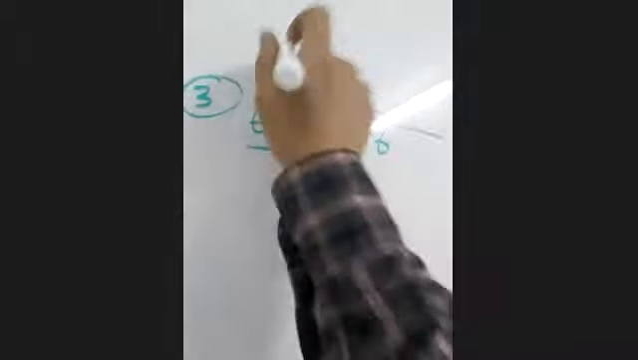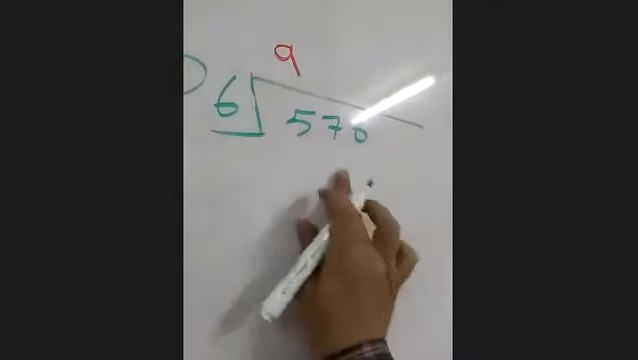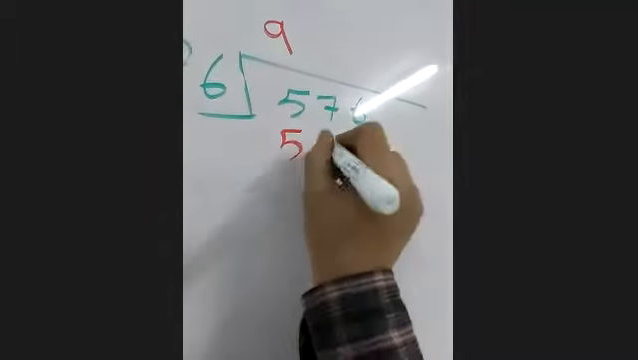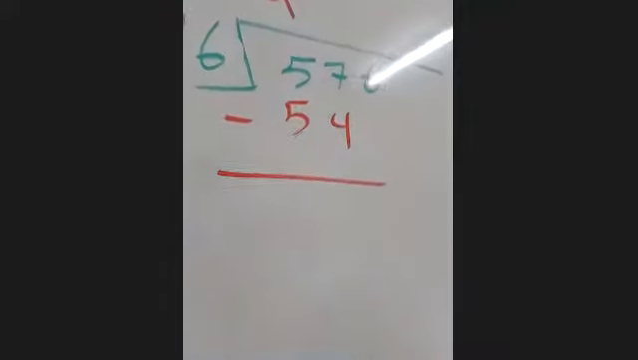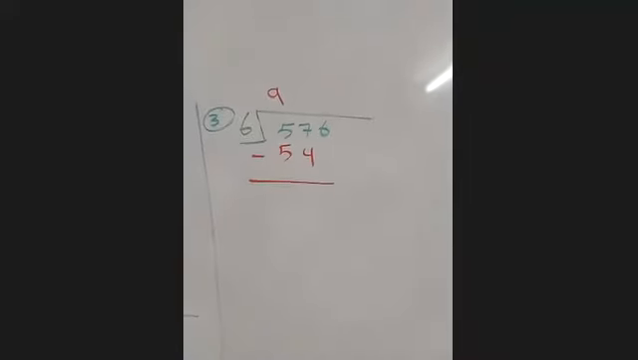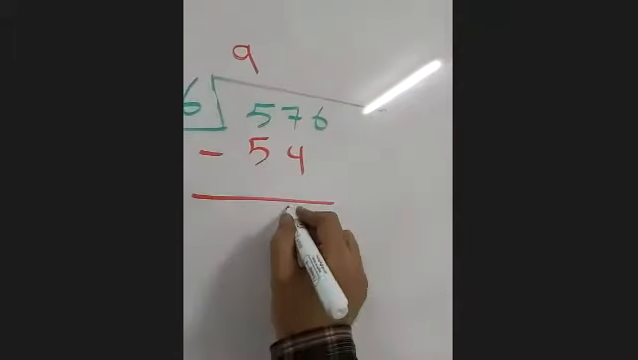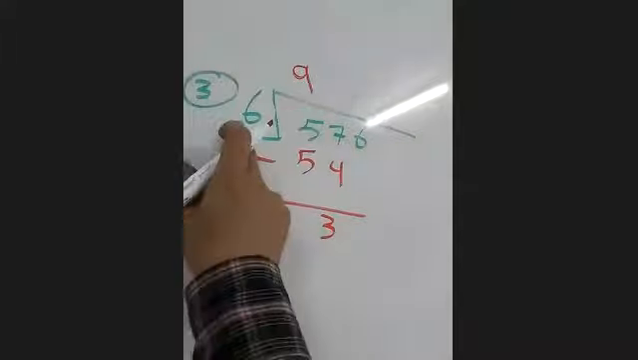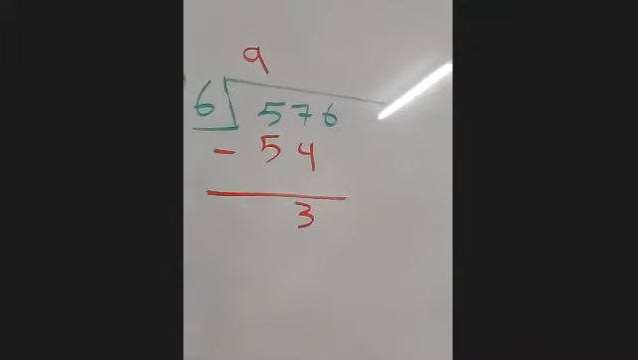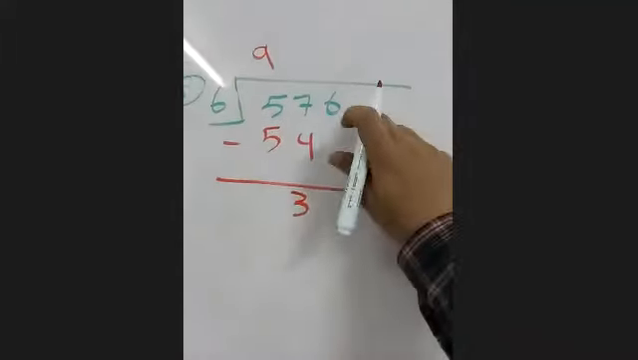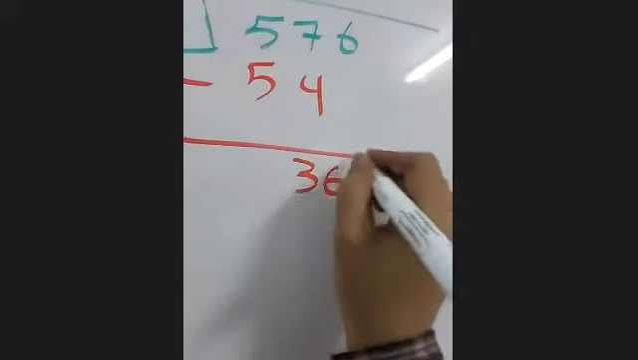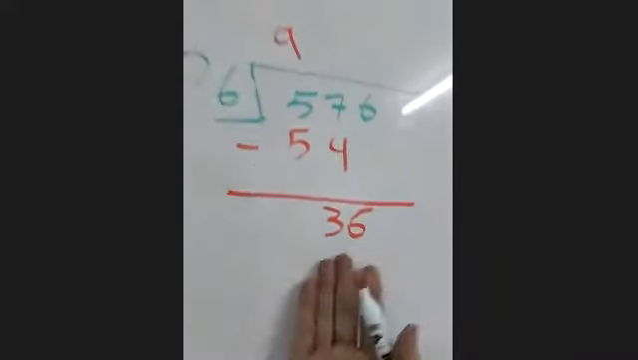With nine. How much is nine by six? 54. Excellent. Now subtract. What's the answer? Three. Three is less than six, so we are correct, right? Yes. Now I will put the six down. We have a new number.